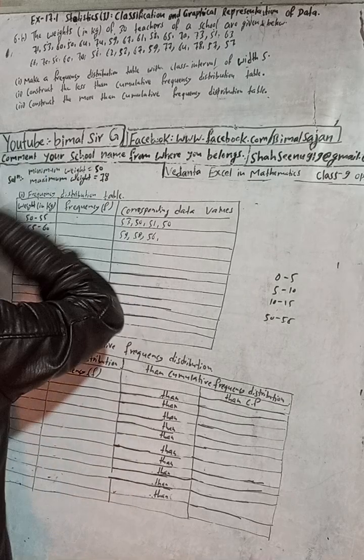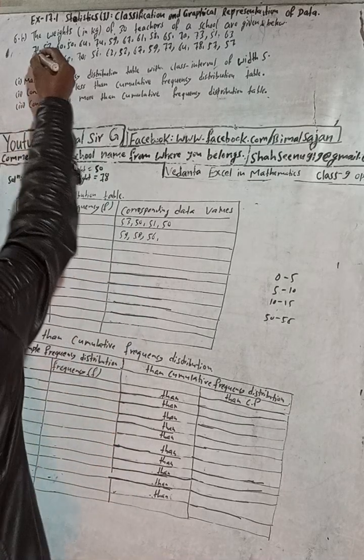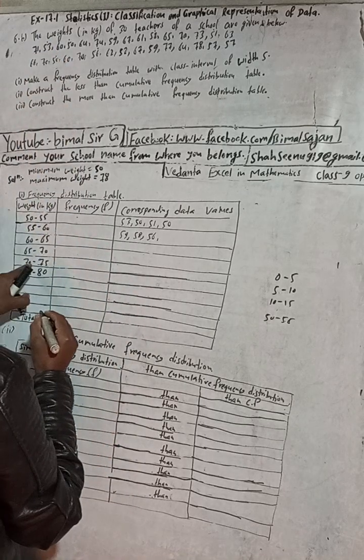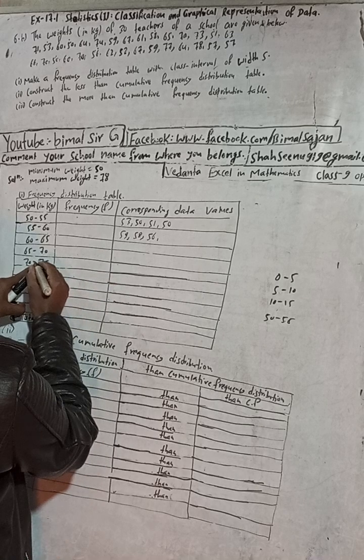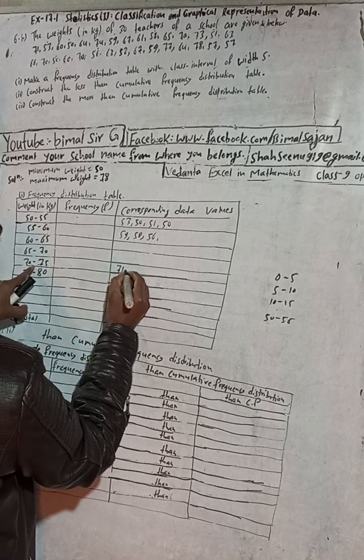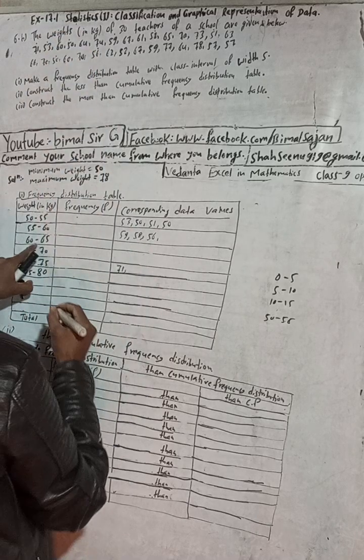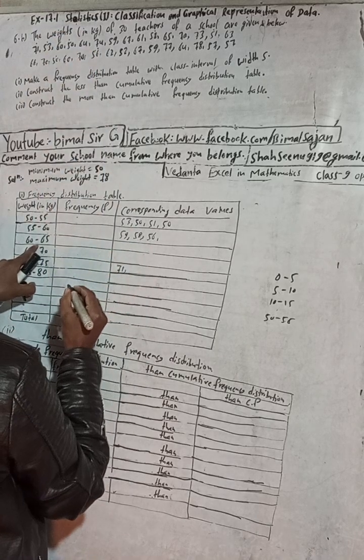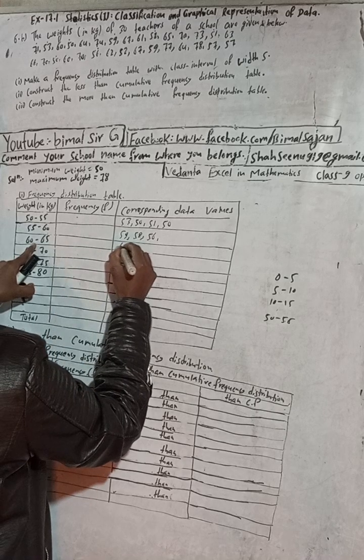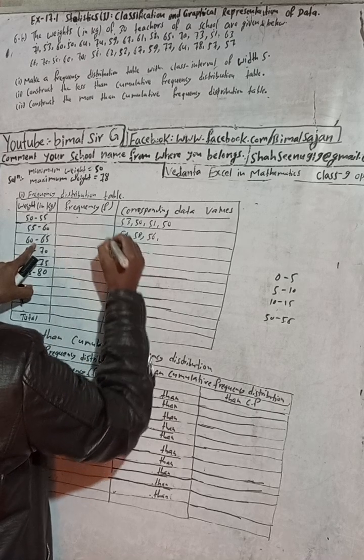This is 70. I will start from 71. So 71 comes under where? 71 is here, between this. So this is also finished. Then this 60 comes under 60 to 65.